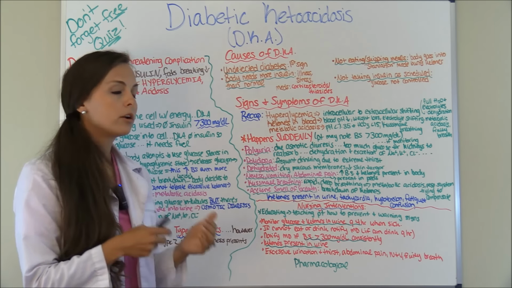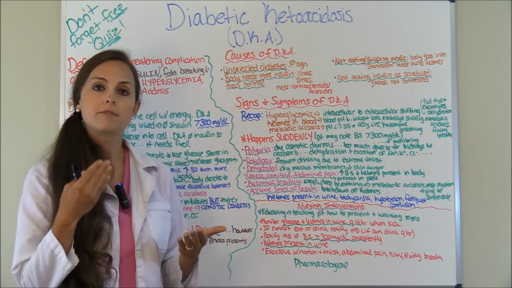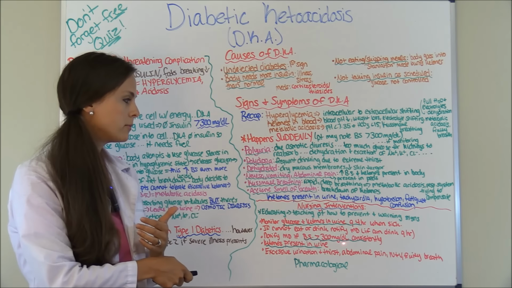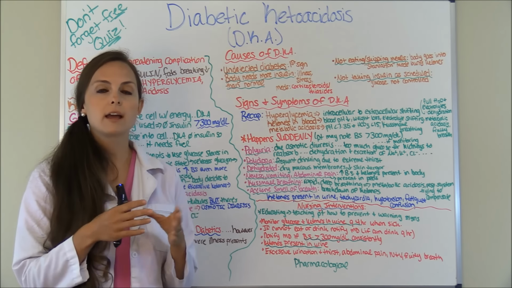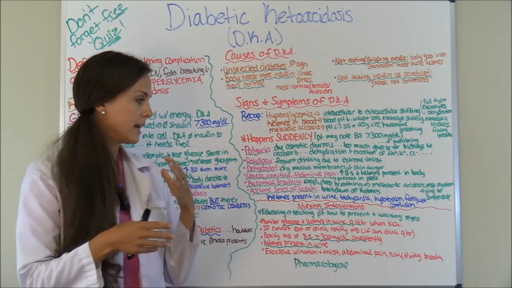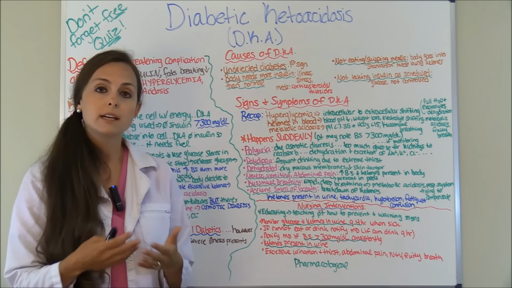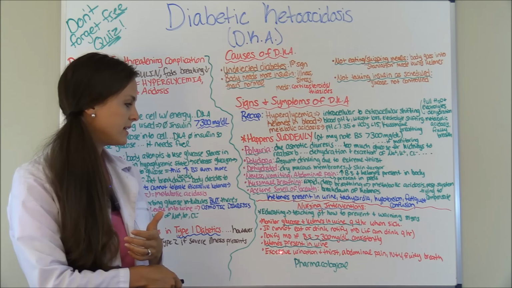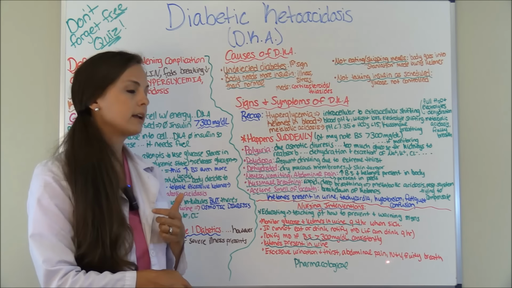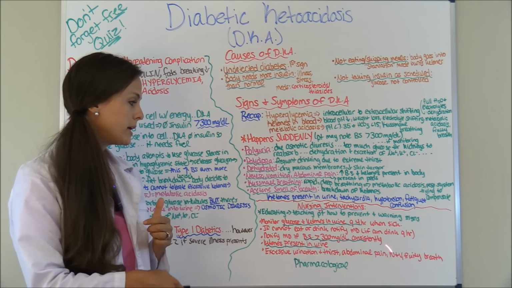Next, monitor those blood sugars regularly, and if their blood sugar is running greater than 300 milligrams per deciliter, notify the doctor, especially if it's consistently doing that. Next, notify the doctor if you have ketones present in the urine, or if you're having excessive urination, thirst, abdominal pain, nausea, vomiting, or the fruity breath.